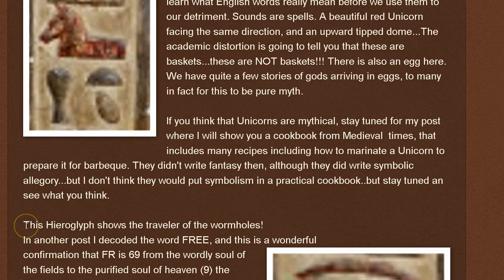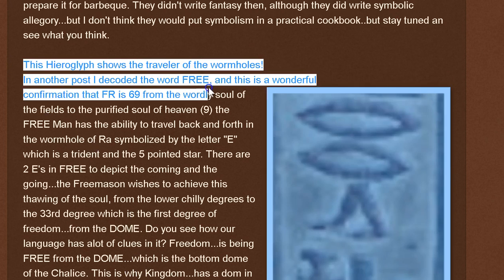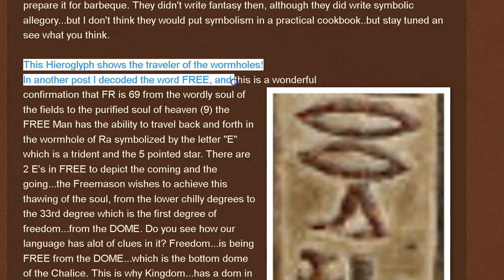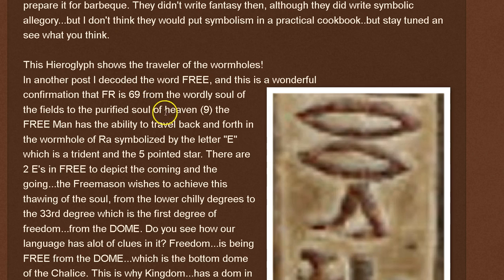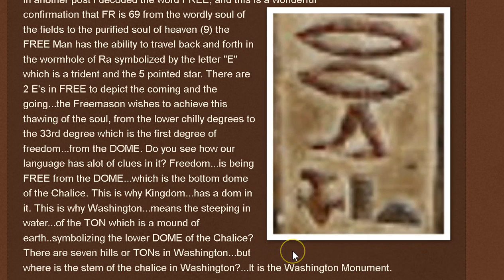This hieroglyph shows the traveler of the wormholes. In another post I decoded the word free, and this is a wonderful confirmation that FR is 69, from the worldly soul of the fields to the purified soul of heaven. 9. The free man has the ability to travel back and forth in the wormhole of Ra, symbolized by the letter E, which is a trident and the 5-pointed star. There are 2 E's in free to depict the coming and the going.